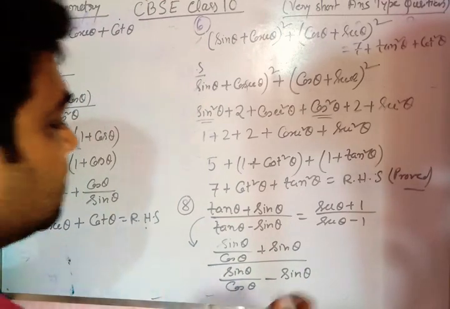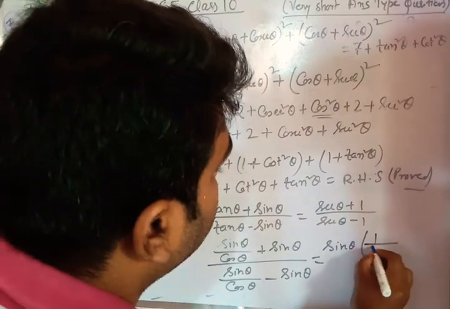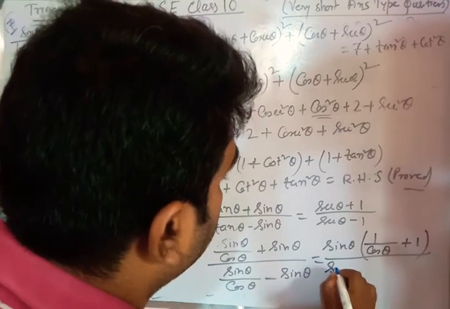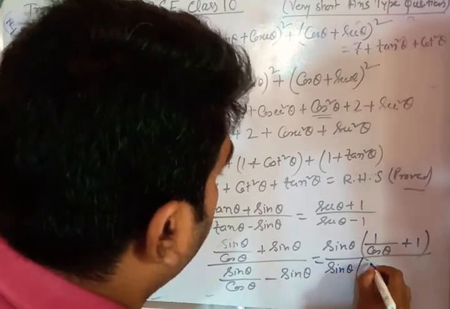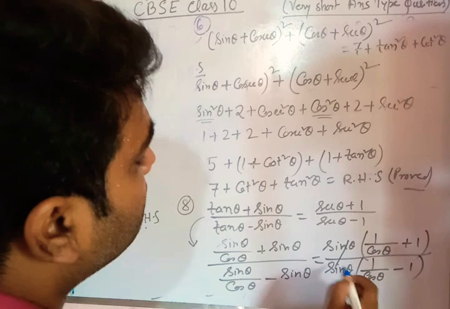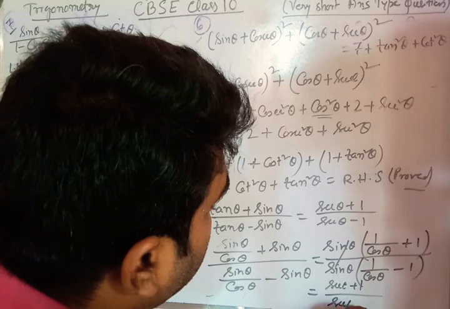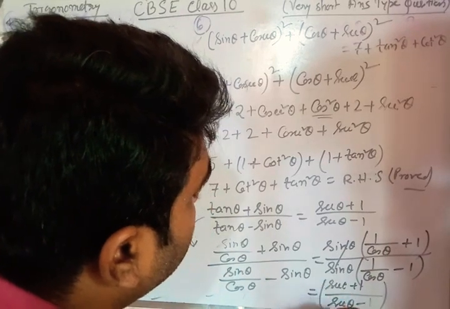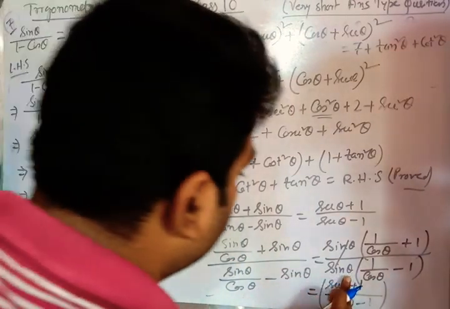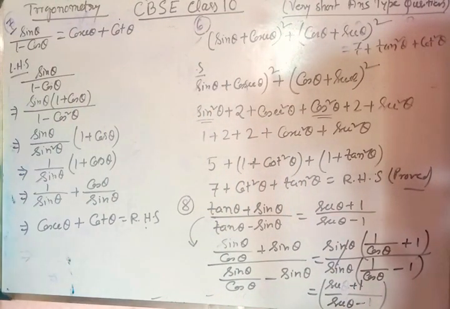Okay, hope you are able to see the step. Next we are taking sin theta common. In bracket we are getting 1 by cos theta plus 1, sin theta common, 1 by cos theta minus 1. So this can be written as sec theta plus 1 by sec theta minus 1. Okay. Sec theta plus 1, sec theta minus 1. Next move to another question.